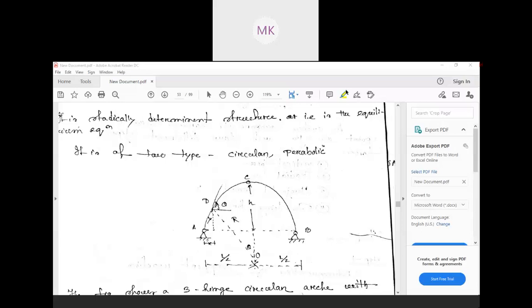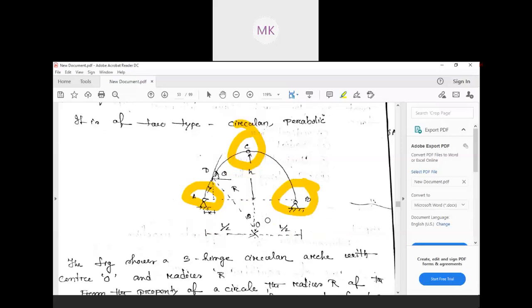But why is it three hinge? You see, there is this point, and this point. It is hinged at 3 points. That's why this arch is called a three hinge arch.